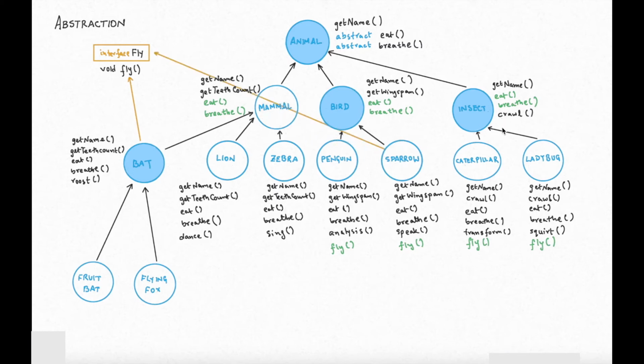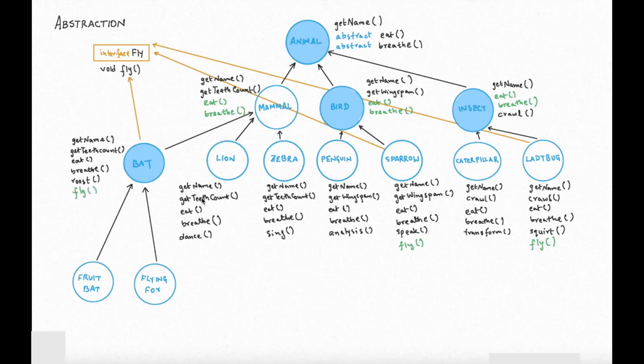And in a similar manner, not all insects can fly. So in this example, caterpillars cannot fly, but ladybugs can. So ladybug will directly implement the fly interface. In that way, we will not need this fly method here for penguin because it's unnecessary. In the same way, we will not need this fly method either because this is unnecessary for caterpillar. Bat, however, will need to override the fly method because it is implementing the fly interface.